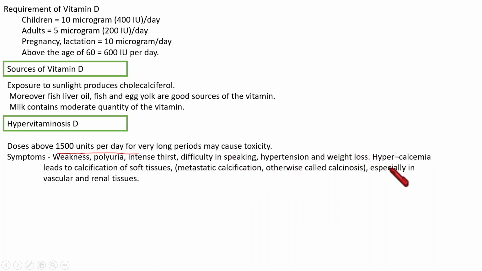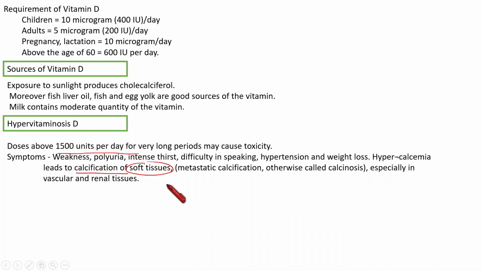And hypercalcemia, the calcium level may also increase in connection with the high level of vitamin D, and that may lead to calcification of soft tissues. That condition is called metastatic calcification, otherwise called calcinosis. And especially this type of development happens in vascular blood vessels and renal tissue.